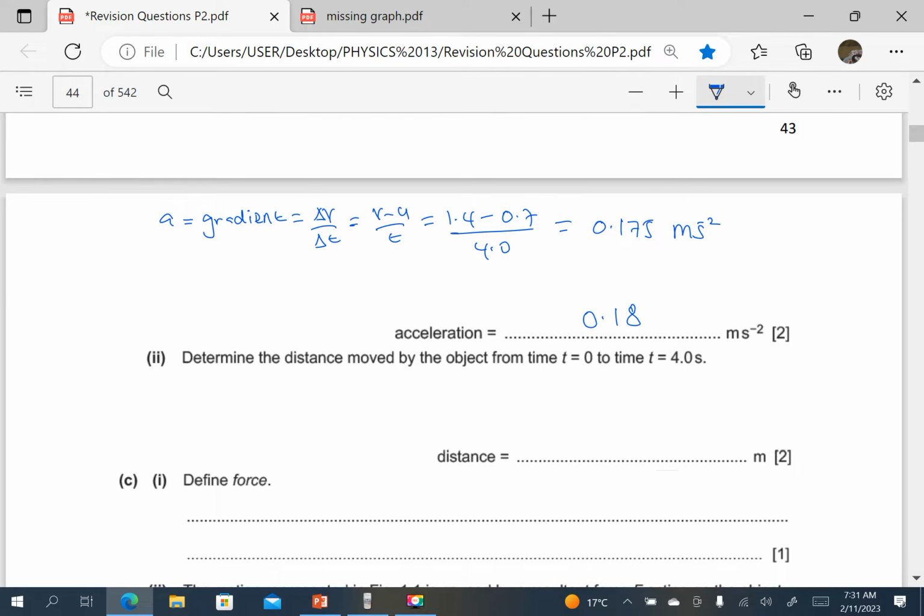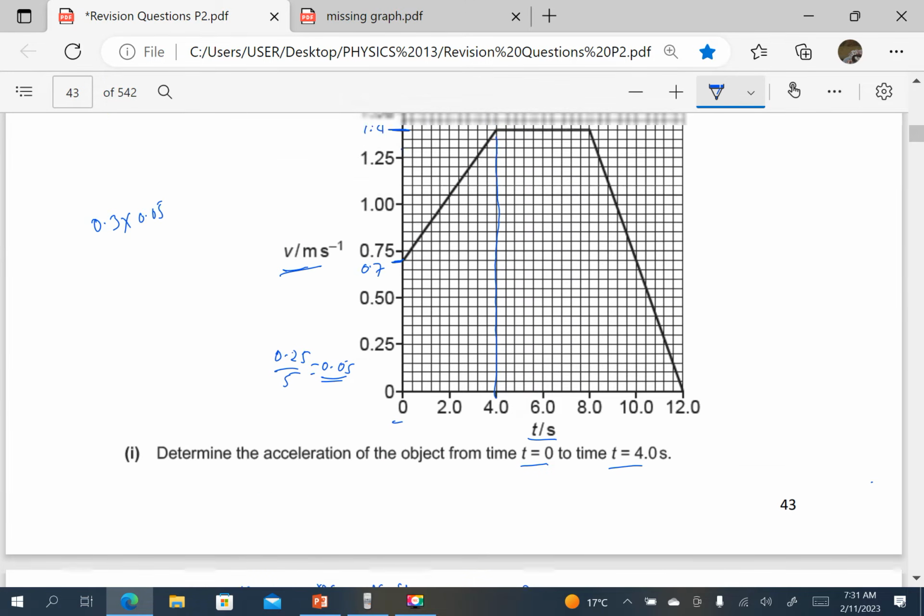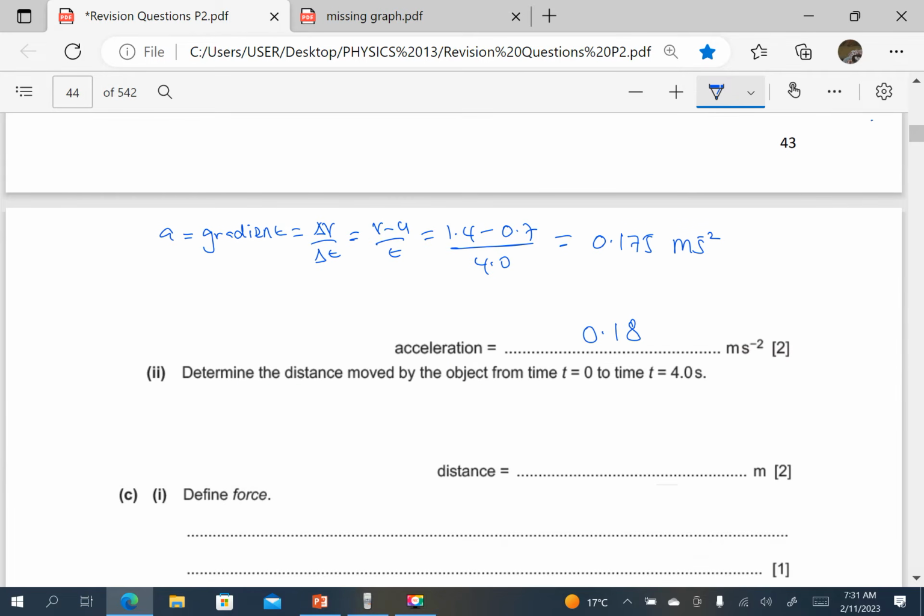Distance. Going back to the graph, remember it is a velocity-time graph. Distance is equal to the area under the graph. For a velocity-time graph, the distance or displacement is the area under the graph. So we can take it as a trapezium, or we can divide it into a rectangle and a triangle. So distance is equal to the area under the graph.